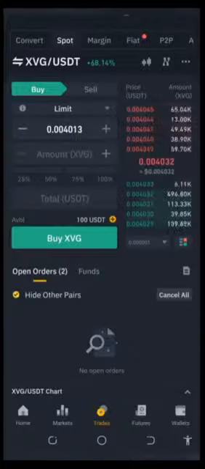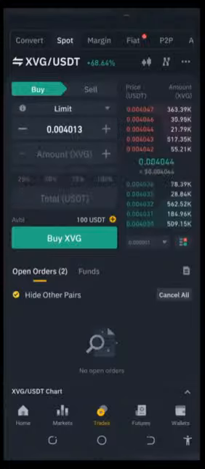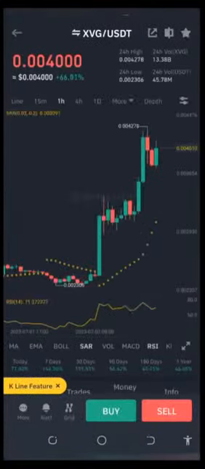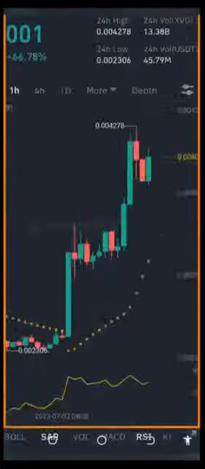Yes. Now, I'm currently on XVG/USDT, and we need to look into the charts quickly. Now, this is on the gainers list, right? So we need to quickly take our move.